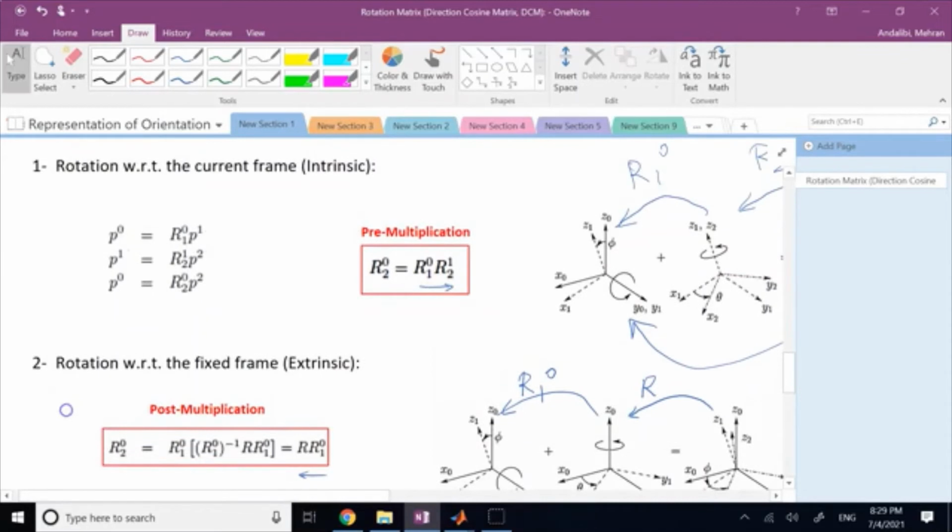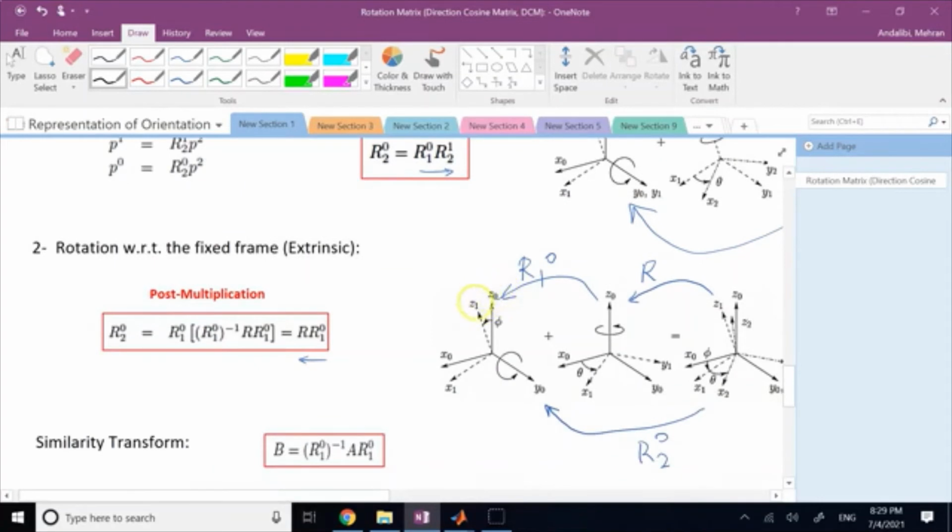Remember, I told you when I'm combining the rotation matrices, if I'm doing it with respect to the current frame, I do pre-multiplication. I multiply from left to right, from the beginning to the end, from the first to the last rotation matrix. If I'm doing the rotations with respect to the axes of the fixed frame, then I have to start multiplying from right to left, from the first to the last rotation matrix. We call it post-multiplication. Why is that? The thing is this.